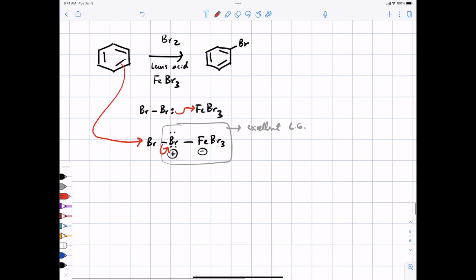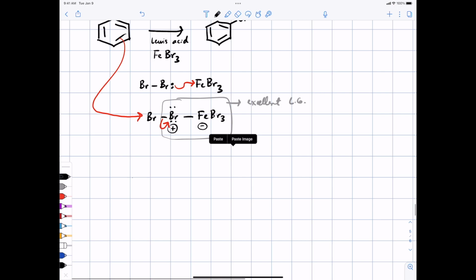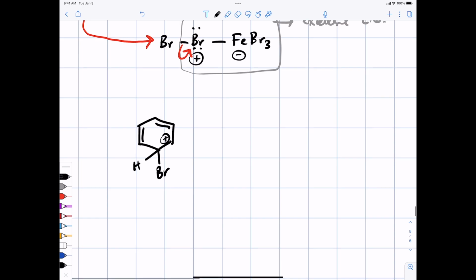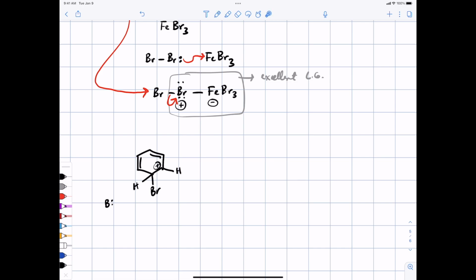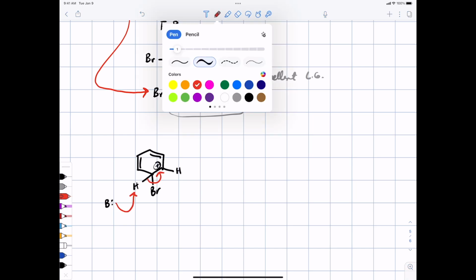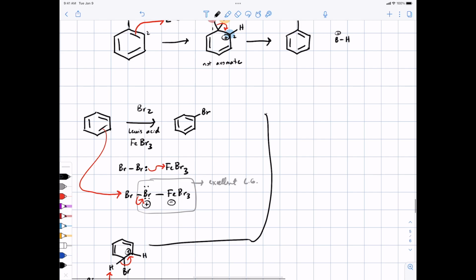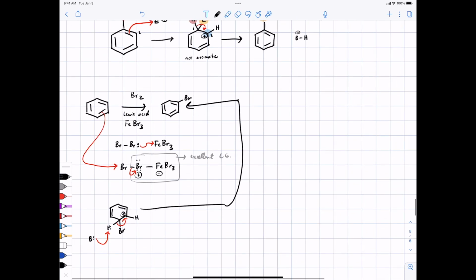Once we've made that new bond between one of the carbons of benzene and the Br, at that point, we don't need to worry about what the leaving group was anymore. We get an intermediate, whoa, nope, put the double bonds in the wrong spot. We get an intermediate that looks like this, and then some base, it could actually be Br minus, but we don't really care what it is, removes this proton to generate the substitution product. Okay, so that's reaction one.